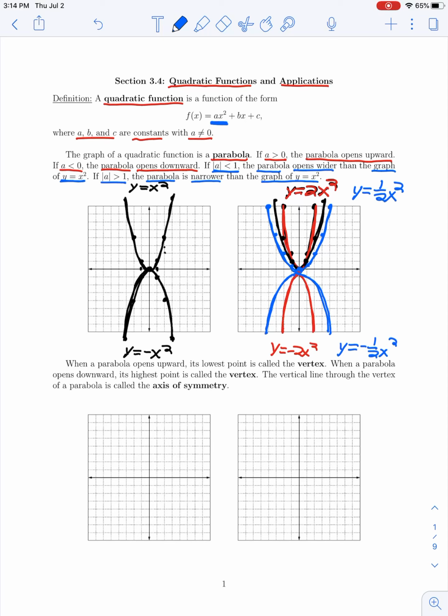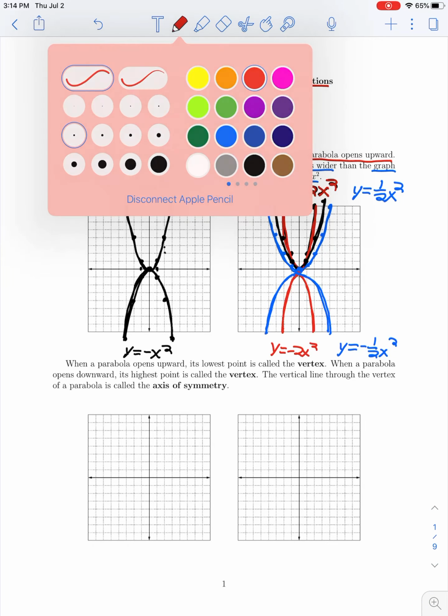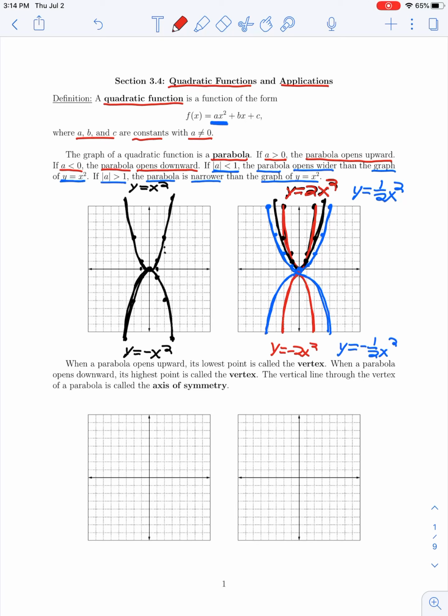So we've seen a little bit about how the coefficient a will affect the direction in which our parabola opens, as well as how wide or narrow that parabola is opening. So let's consider what else the graph of a parabola might tell us, and some associated terminology. In the event that a parabola is opening upward, the lowest point on that parabola is called the vertex.